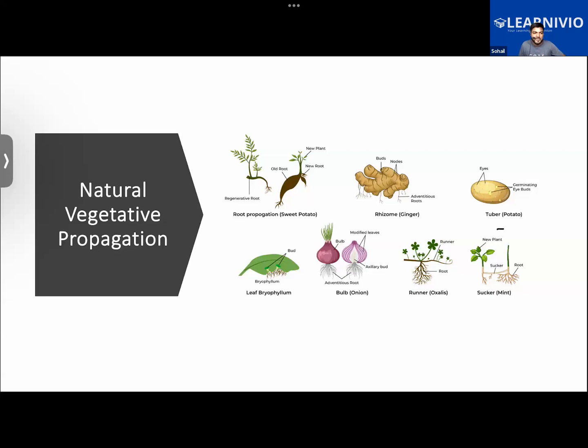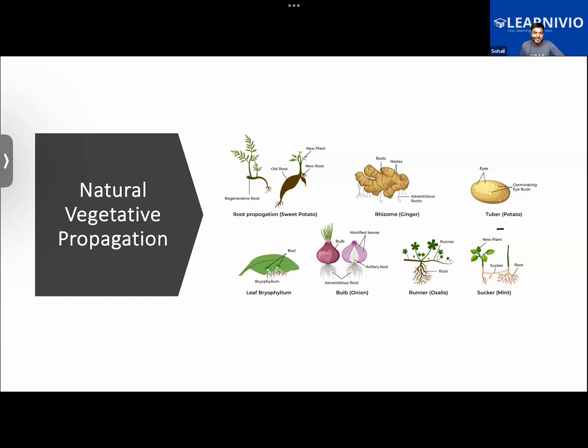For example, in the case of roots, sweet potato can grow out of the roots. Like dahlia, it can grow out of the roots. In the case of leaves, we have bryophyllum and begonia, that can also grow out of the leaves. Although the vegetative parts are mainly for carrying out the necessary life functions like preparation of food, that is done by the leaves, absorption of water and minerals, that is done by the roots, transport of food and water, that is done by the stem, and the stem also provides support to the plant. But here, those vegetative parts are modified, like the sweet potato has a modified root.